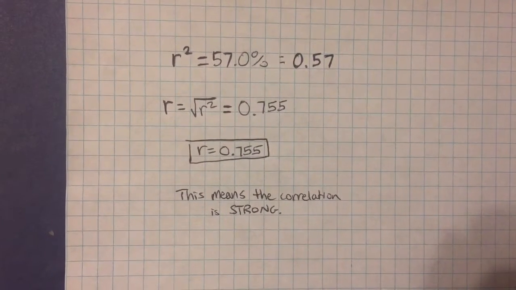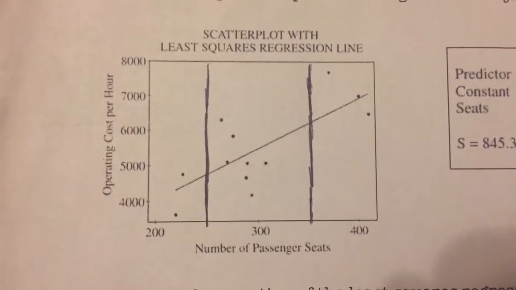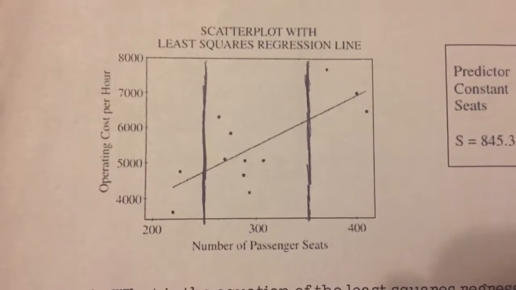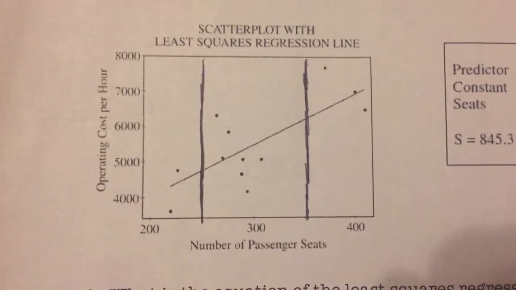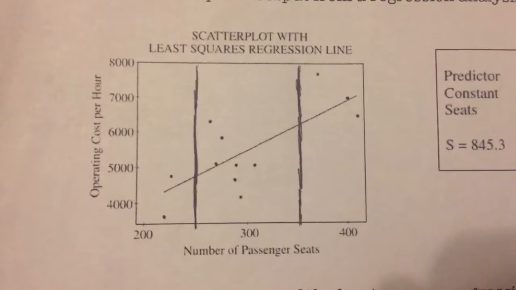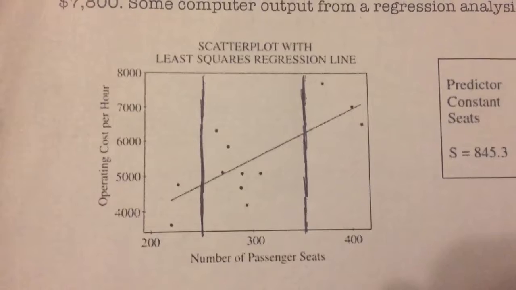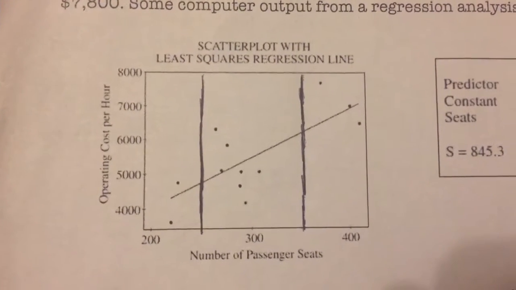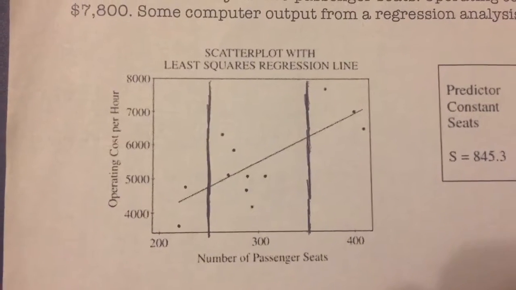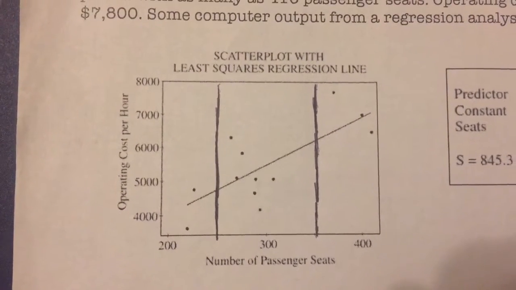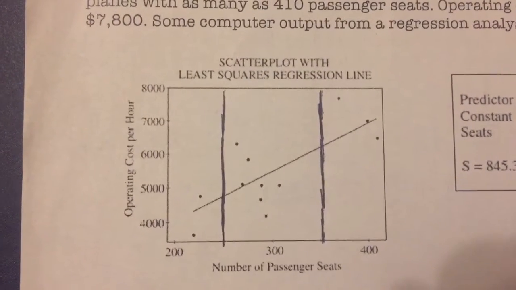For part C, we need to see if the range of 250 to 350 passenger seats would fall in line with the line we're given, and it wouldn't, because the 5 points outside that data set are influencing the line strongly. And if you look at only the points in that range of 250 to 350, it would be a negative correlation, so that would not work for that.